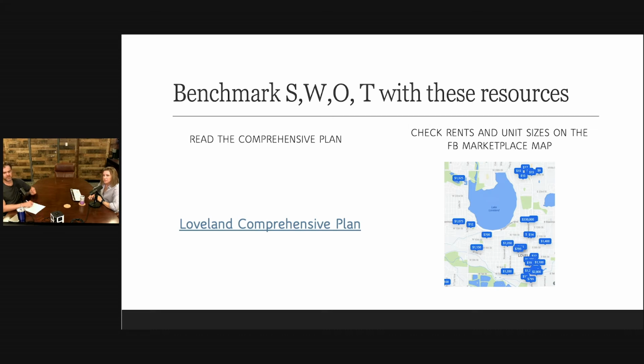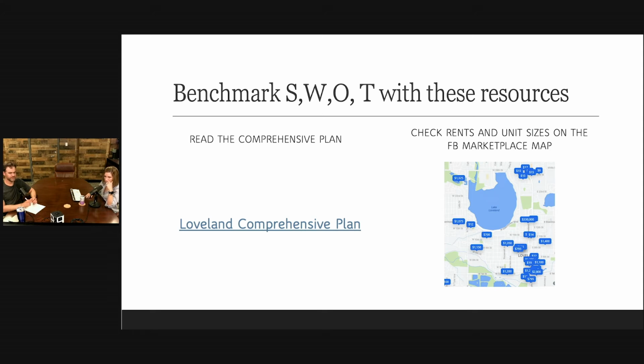So I wanted to provide two resources that you can use to start to identify those external factors to the property that are going to affect your actual income. First, comprehensive plans. I don't know how many people are familiar with them or have looked at them, but they are available on city and county websites, depending on your jurisdiction. You can easily access them by Googling the name of your neighborhood, your city, or your county, and it will bring you right to the most recent up-to-date comprehensive plan.